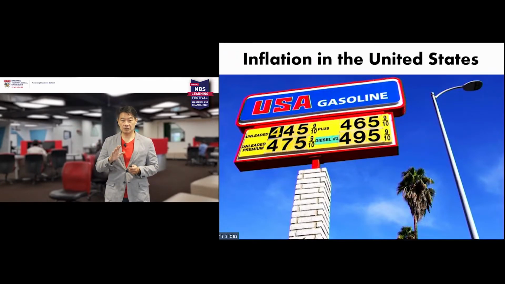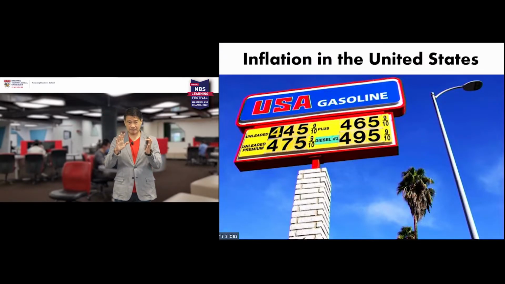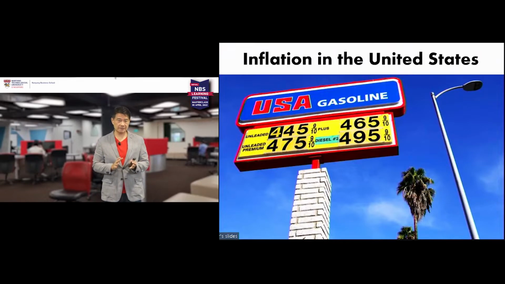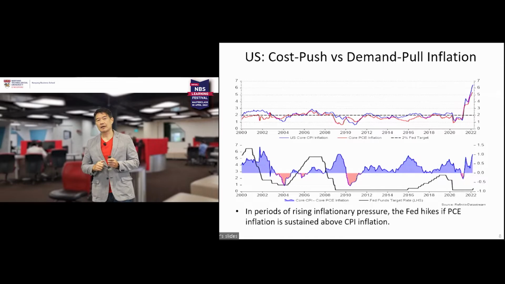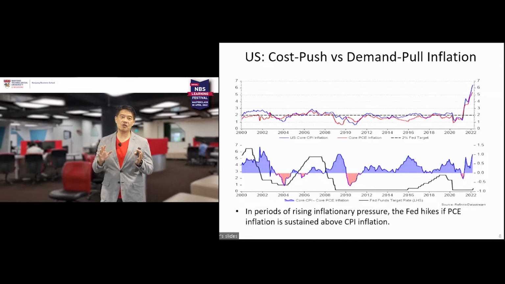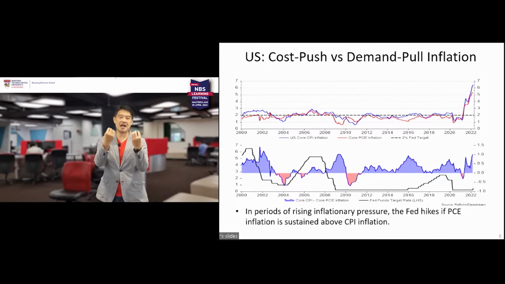So on inflation in the US, I'm going to share a few slides with you to help you understand what all this inflation is about. Okay, so let me show you the first slide. Now, in the United States, it so happens that they have two indexes that actually measure cost push and demand pull inflation.